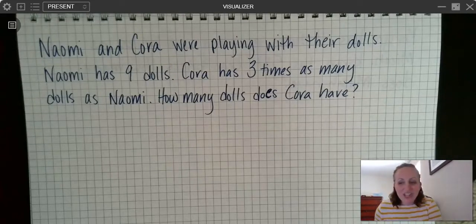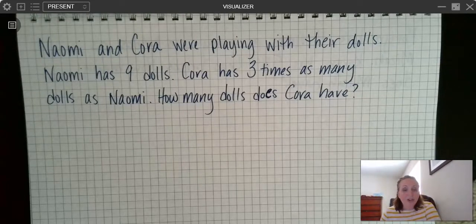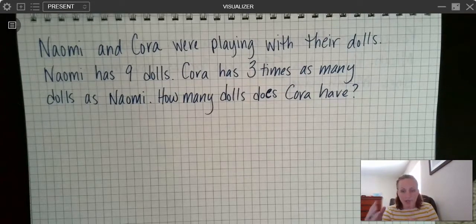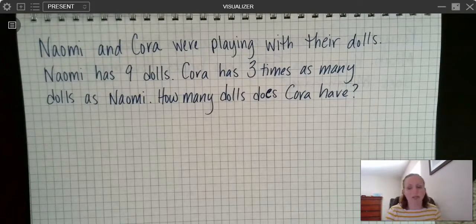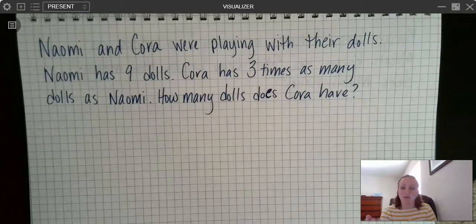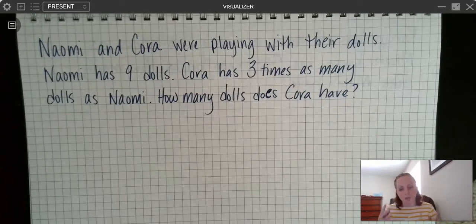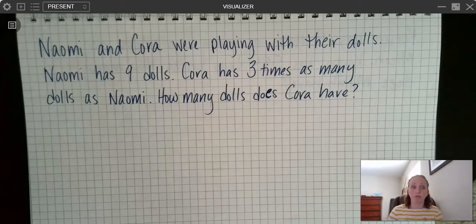Hey, fourth graders. So today we are going to be looking at how to solve problems in comparison situations where we're looking at how much somebody has of something in comparison to how much somebody else has of something, or how many points a team has in comparison to how many points another team has, or how far somebody has to travel in comparison to how far somebody else has to travel.